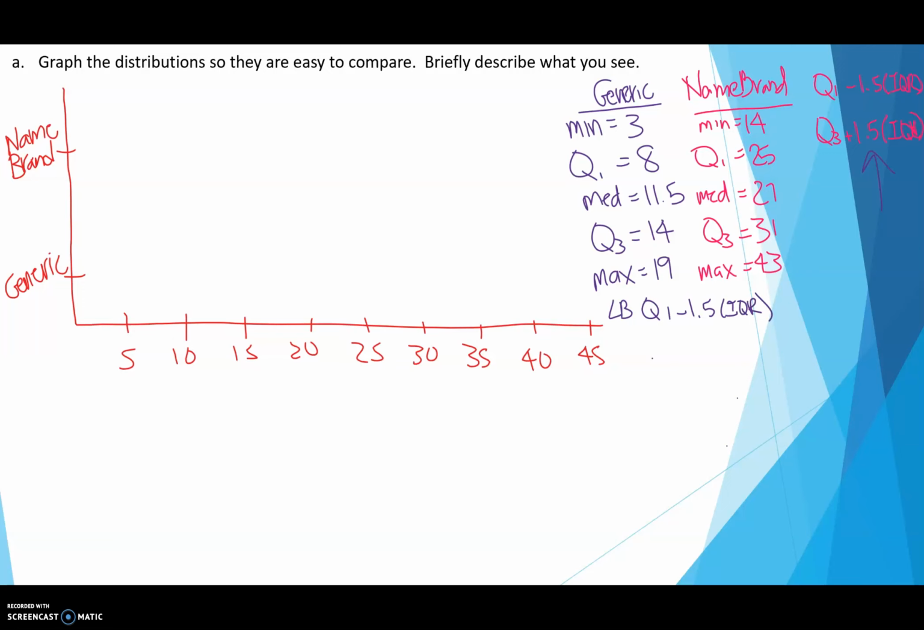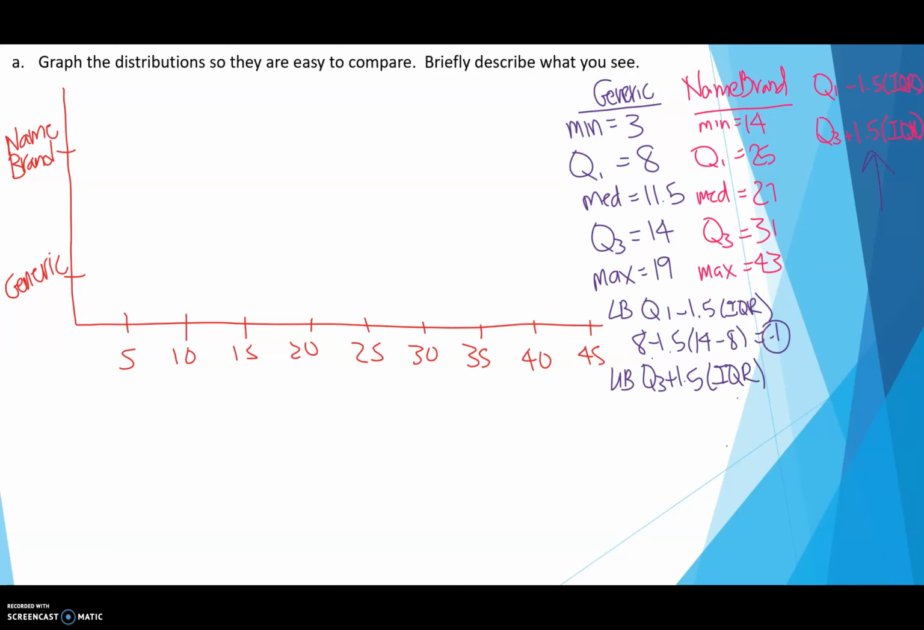So Q1 is 8. 1.5 IQR, where IQR is Q3 minus Q1. Okay, so I'm going to put that into my calculator. And what do I get? -1. Okay, so I'm going to look back up here at my data set in just a minute and see if I have anything less than -1. But for now, I'm going to go ahead and do my upper bound, which is Q3 plus 1.5 IQR.